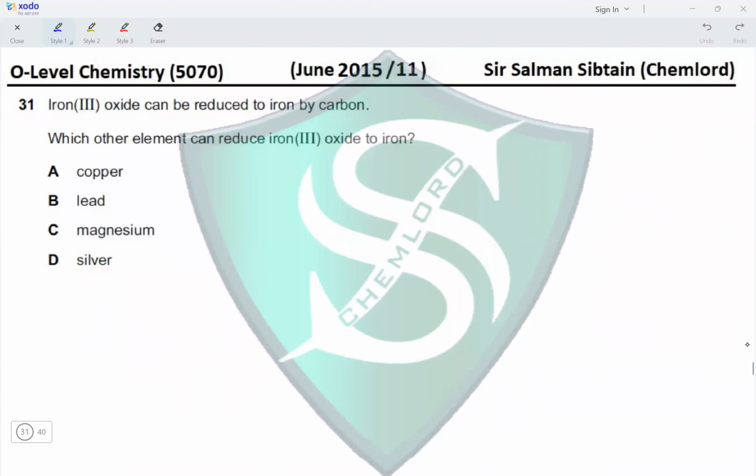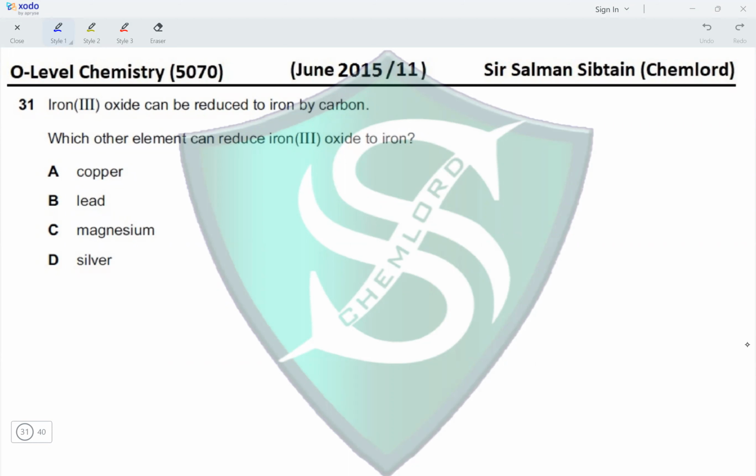Hi guys, this is O-Level Chemistry, paper 11, June 2015, question 31. Iron(III) oxide can be reduced to iron by carbon. Which other element can reduce iron(III) oxide to iron? It should be an element that is more reactive than iron itself.